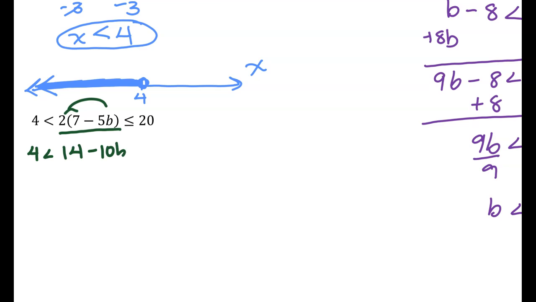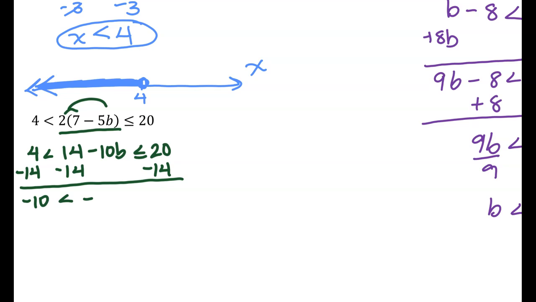14 minus 10b. Again, I haven't done anything to all parts of the equation. That was just a distribute, so I don't even have to think twice about direction. Next, let's go ahead and subtract the 14. Again, what's new here is that you have to subtract it from all 3 parts of this equation. So you can take it out of the middle. You're going to get negative 10 on the left, which is less than negative 10b, which is less than or equal to positive 6. And then last step, we'll divide everything by negative 10.